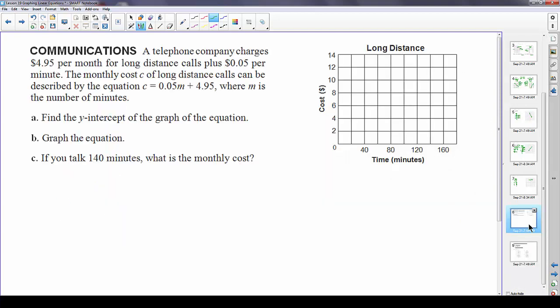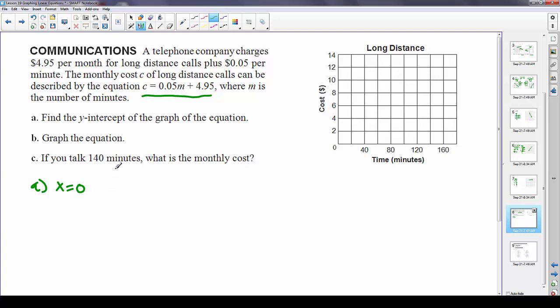Here's kind of a word problem. It's got a little graphing in it. They give you an equation. It talks about telephone calls, etc. We formulated these before. You're talking $4.95 a month plus 5 cents per minute, and that's your equation. We want to find the y-intercept of the graph of this equation. So if I want to find the y-intercept, set x equal to 0.